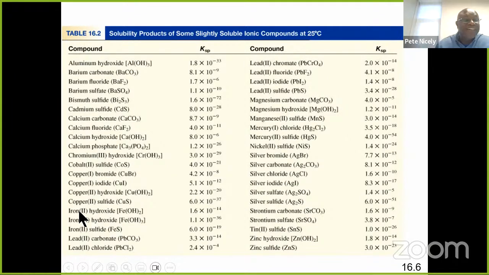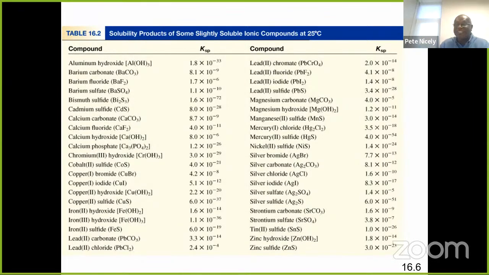No, actually, copper 2 sulfide. Its value is 6.0 times, oh, okay, I'm messing up. Here's the smallest one. I think this is the actual smallest one: silver sulfide, which is 6.0 times 10 to the minus 51. So that just gives you an idea of the type of numbers that we're dealing with. That's typically what happens in the case of KSP measurements.